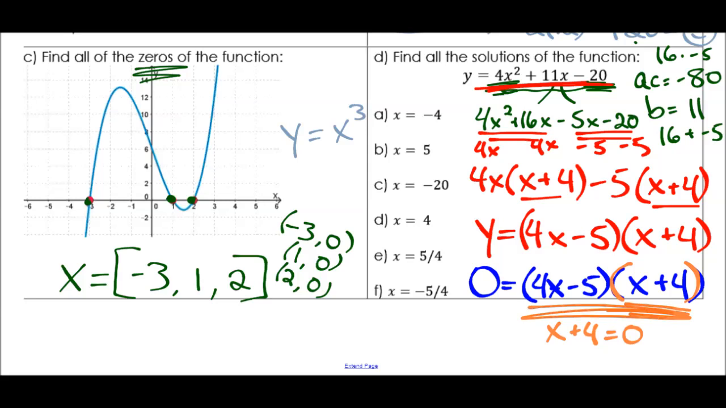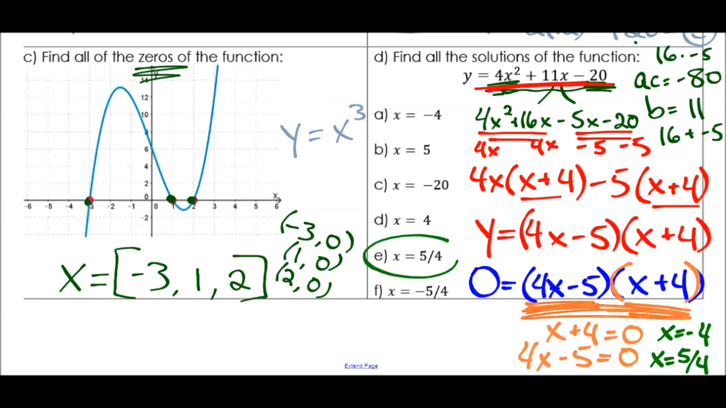I'm going to do that with the other parentheses also. This can also be set equal to 0. 4x minus 5 equals 0. And now I'm just going to solve those equations. I'm trying to figure out what the x value needs to be to make that equal to 0. The top one would just need to be negative 4. And the bottom one would need to be 5 over 4. So my two solutions are E and A.